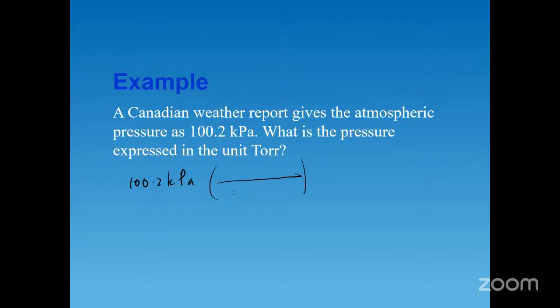Okay, so here we're trying to find out what would be the equivalent value of pressure in torr. So if you look back at the tables that I showed you, you'll see that 101.325 kilopascals is equal to 760 torr, right? So the way we set this up is that we put 101.325 kilopascals below and 760 torr above. And then we do the number crunching.